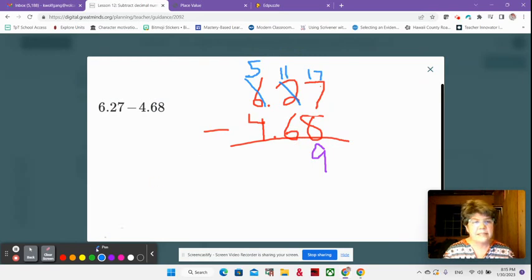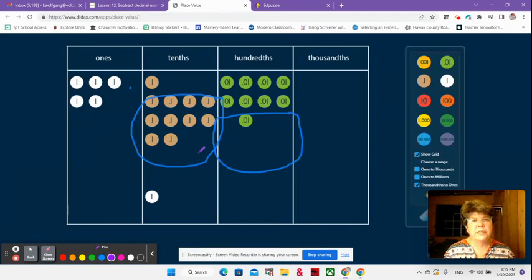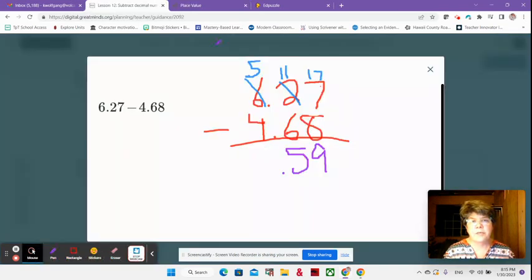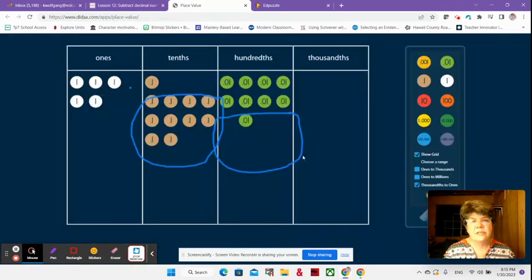11 minus 6 is 5. So now I have 5 tenths, 9 hundredths. Let's look over here. Oh, I better get rid of that 1. Used it up, right? So here I have 11 tenths, right? And I'm subtracting 6. So I'm getting rid of 6 tenths.